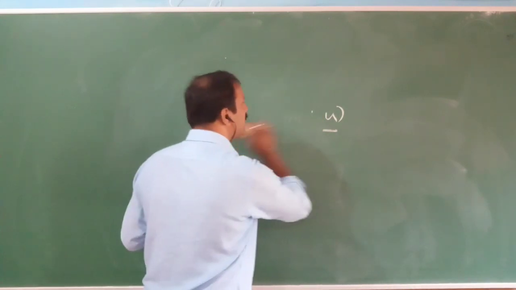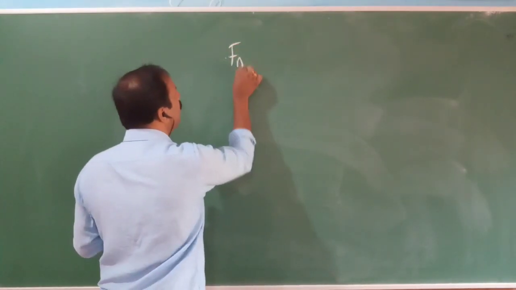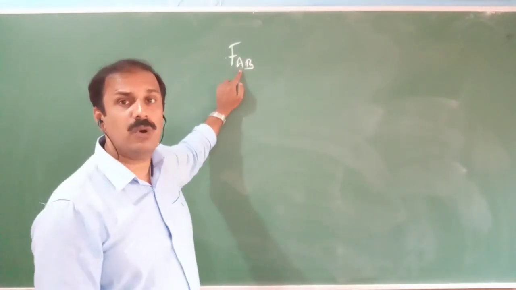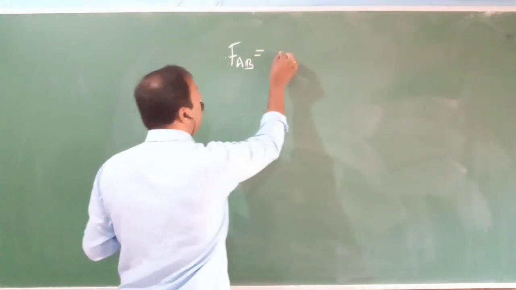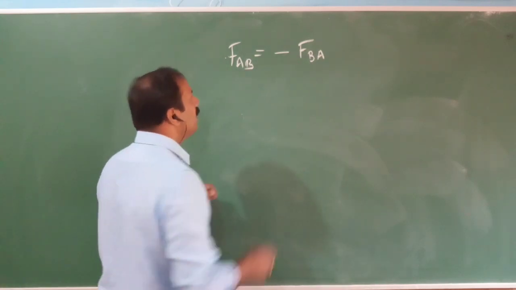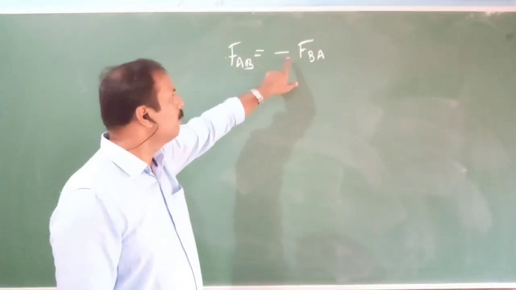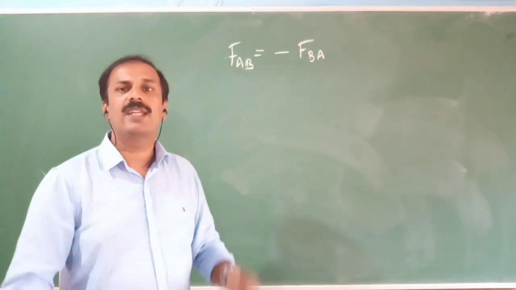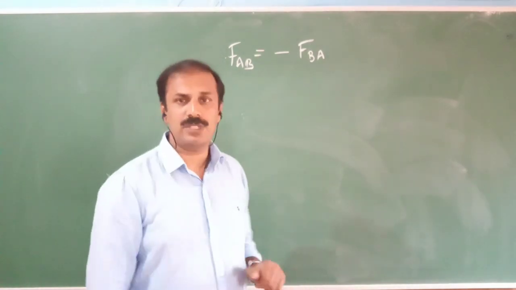If you have two objects A and B, then we can write FAB. What does FAB mean? FAB means force on A due to B. FAB is equal to minus FBA. That is, force on A due to B is equal to minus force on B due to A. That is, they are equal and opposite.